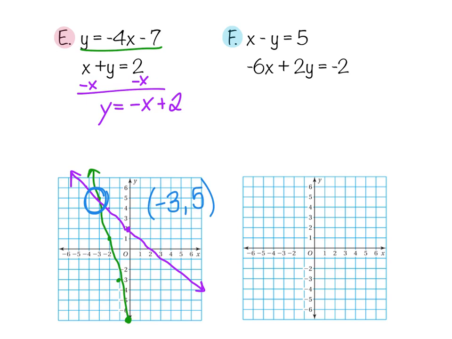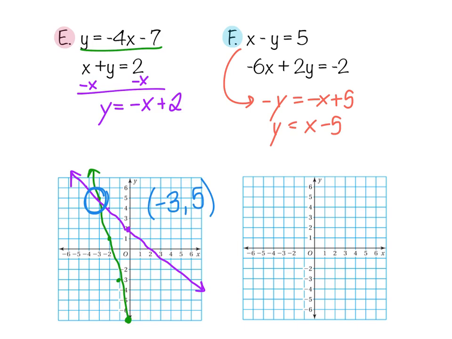Now, for this second one, we need to move the x over, but that's going to give us negative y equals negative x plus 5. So then I have to times everything by negative 1, both sides. Remember, we know this from elimination. Every single number has to get times by negative 1.